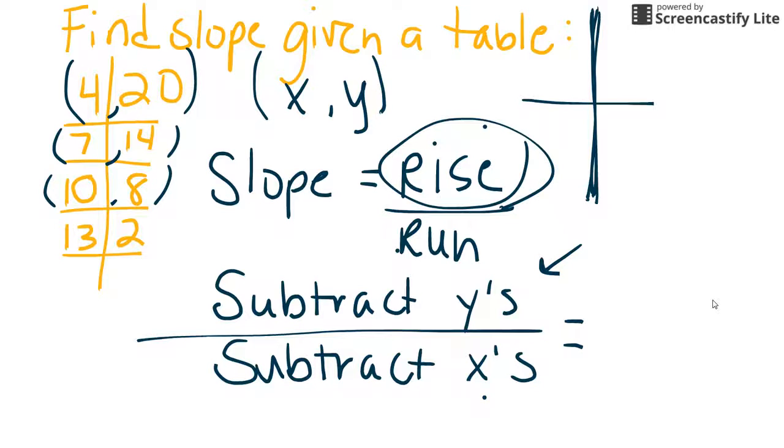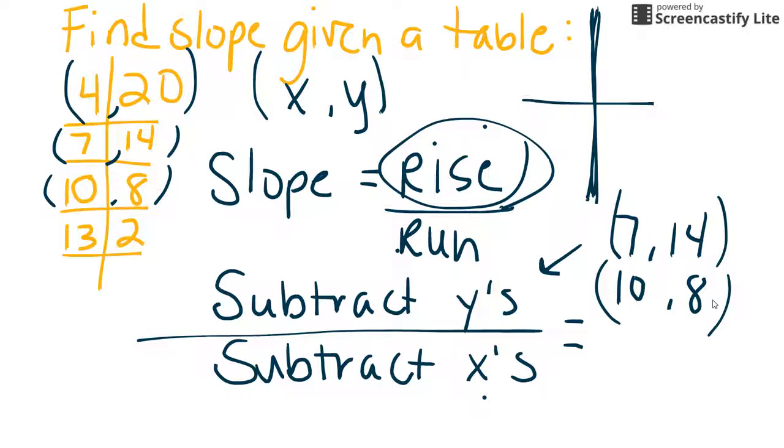So let's take, for example, 7/14 and 10/8. And again, you can pick any ones you want to. First thing you do is you find your y's. So the y points are right here. And I'm going to choose to go 14 minus 8. You could also go 8 minus 14. I will show you both of them.